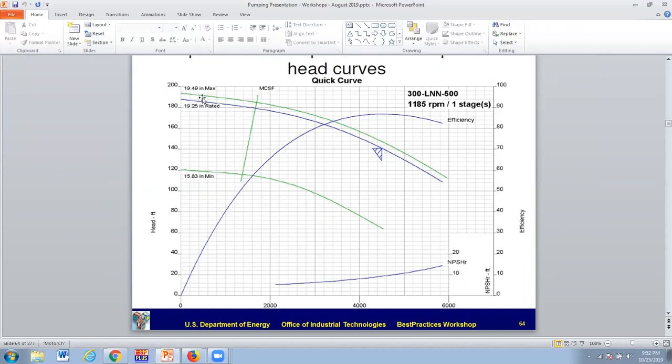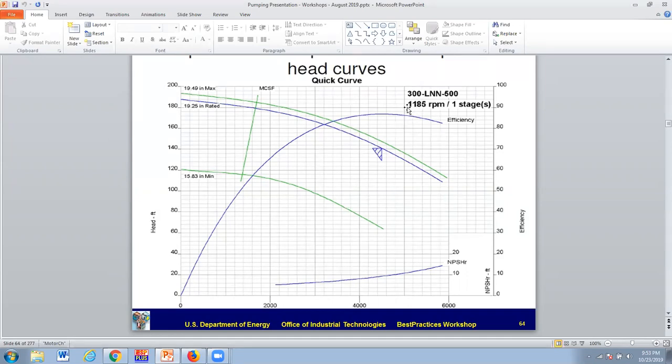So up here for this particular pump, we see 19.49 inches max. That's the maximum impeller diameter that this particular pump casing can handle. Likewise, the minimum is, what is that, 15.83. This pump has been selected slightly off of the max, for a 19.25 rating, and the little triangle shows the rating point. So this looks like 4,500 GPM at about 141 feet of head. So that's what we've been working with.